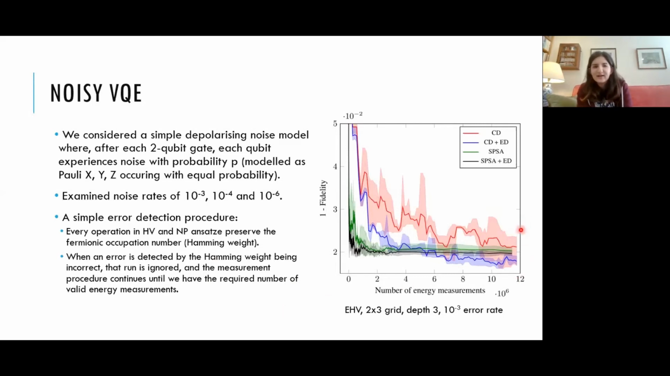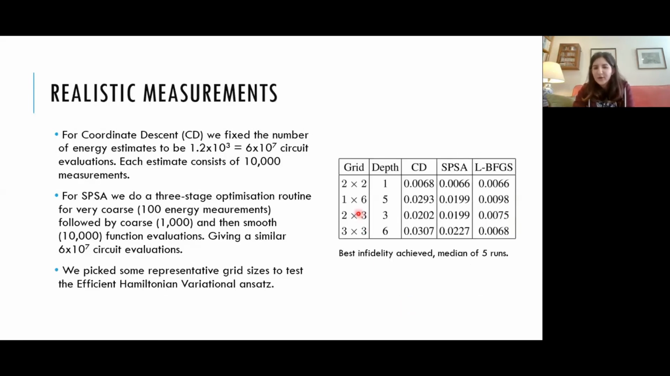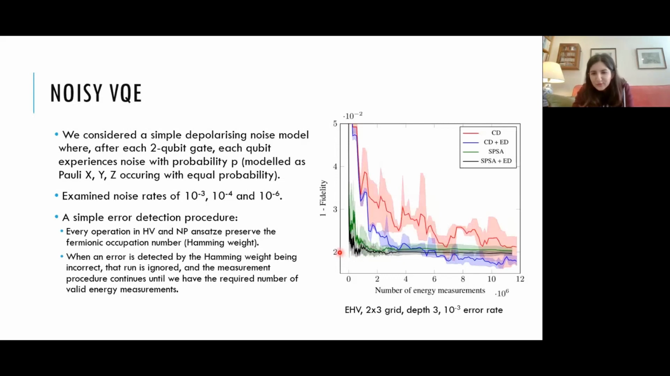Another thing I should say is that it doesn't seem like the noise affects the fidelity too much. So this is a 2x3 grid. If we go back here, these were the values we were getting, like 0.02. It doesn't seem too far off. Yeah, a 10 to the minus 3 error rate isn't having a massive effect on the results. This won't necessarily hold for an actual quantum computer. Yeah, it's quite interesting to see. Okay. Any questions?